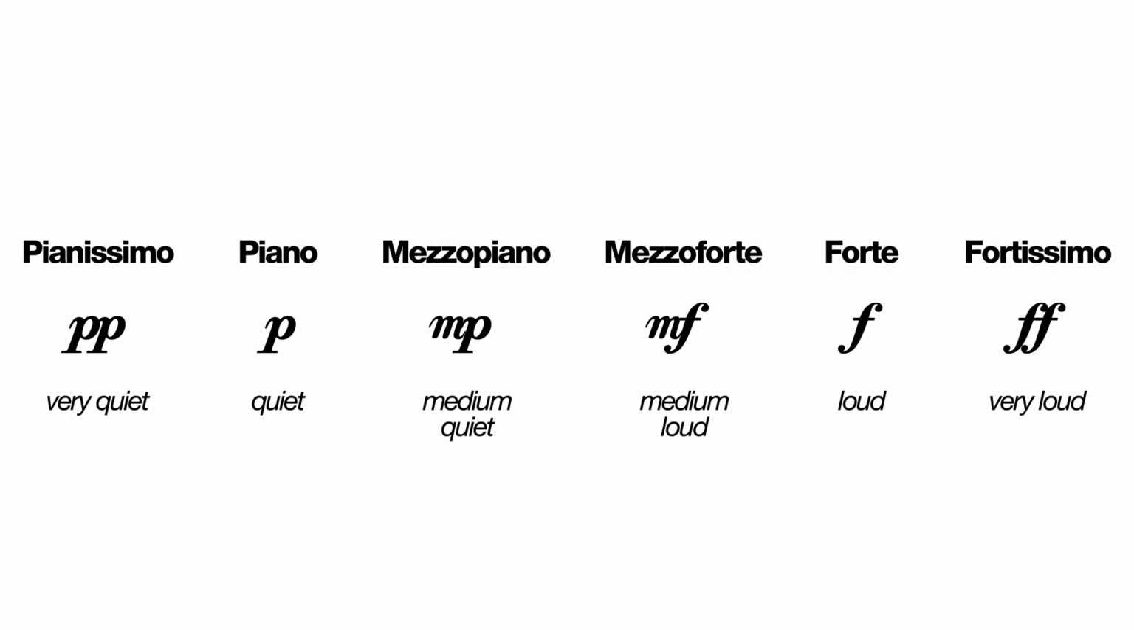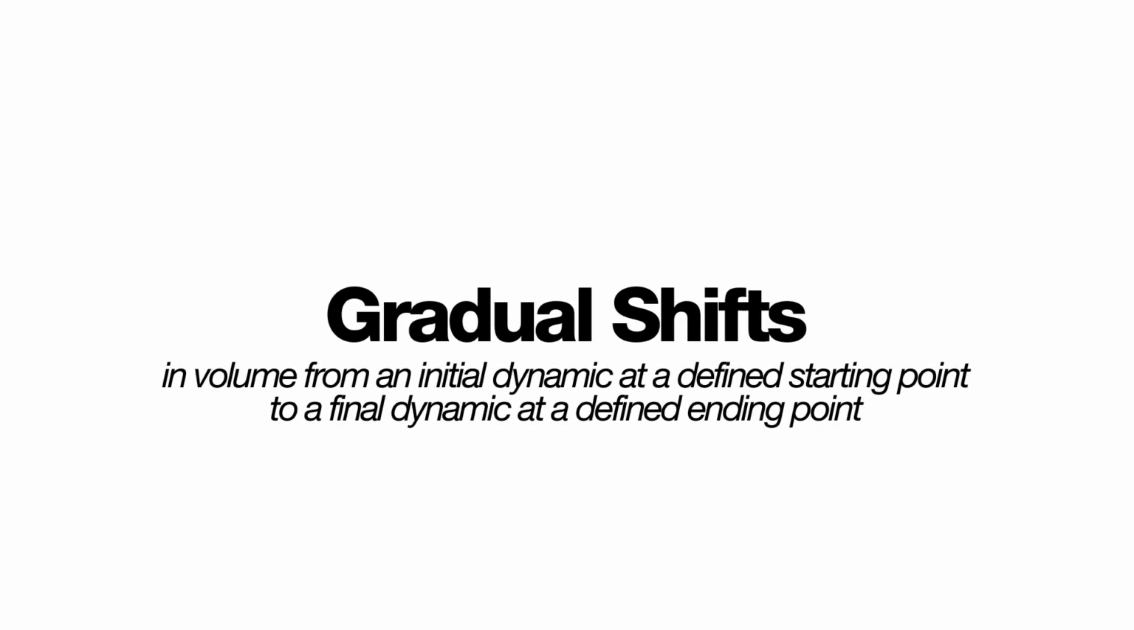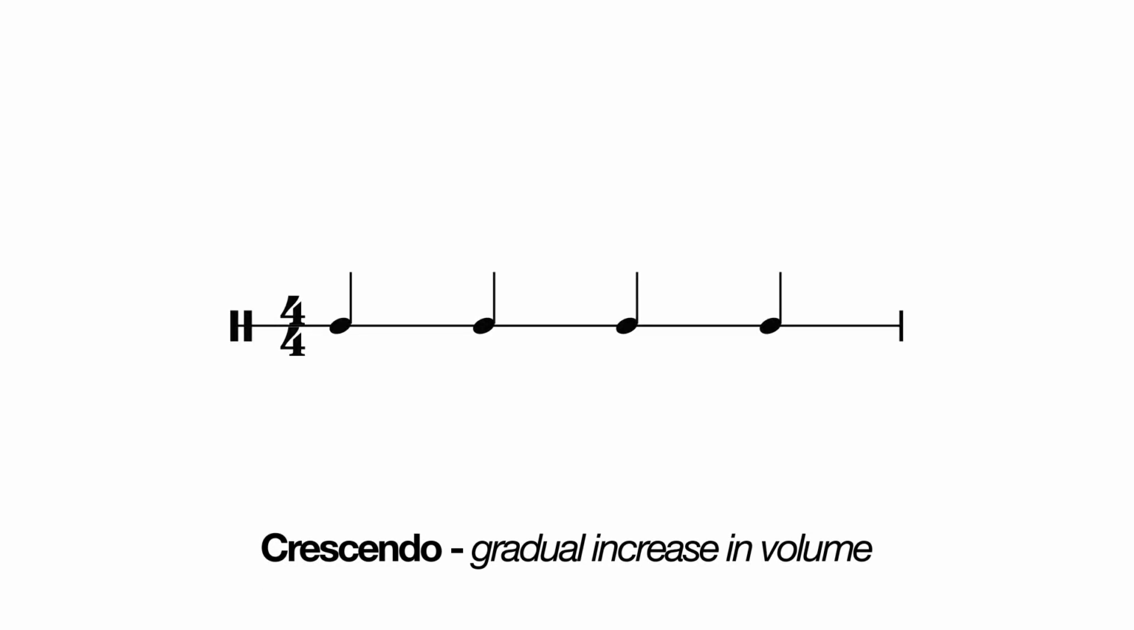The first set of markings communicate information about the volume of a note or an entire phrase, and they range from 2 Ps, or pianissimo, which means very quiet, to 2 Fs, or fortissimo, which means very loud. You'll usually find these dynamic markings under the measure or note they are modifying. The second set of markings indicates gradual shifts in volume from an initial dynamic at a defined starting point to a final dynamic at a defined ending point. A crescendo is a gradual increase in volume and it looks like this, and a diminuendo is a gradual decrease in volume and it looks like this.